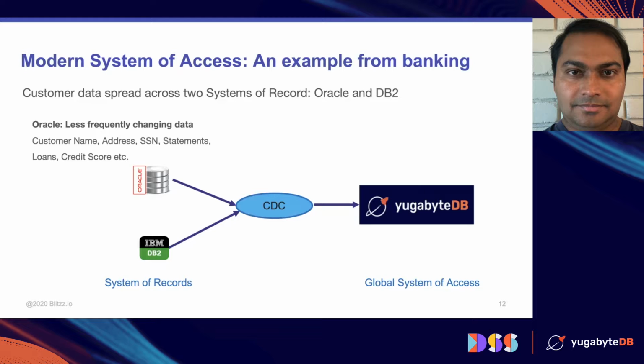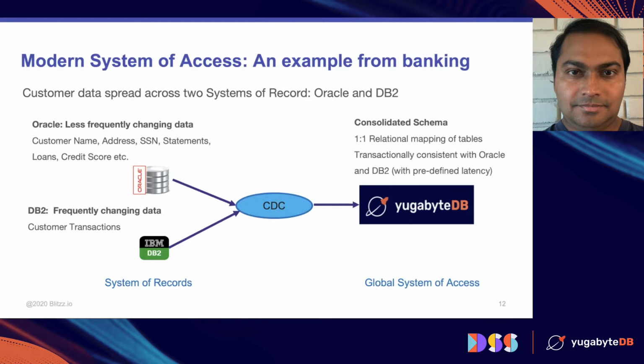One part of the data is in Oracle, which stores the less frequently changing data. So let's say a customer has name, address, SSN, their bank statements, loans, credit score. These things keep changing, but they're not that frequently changing. So some of that data was stored in Oracle. Then the DB2 mainframe was the system where most of the actual customer transactions were stored. So a combination of the DB2 and Oracle data would be the actual system of record information for one customer.